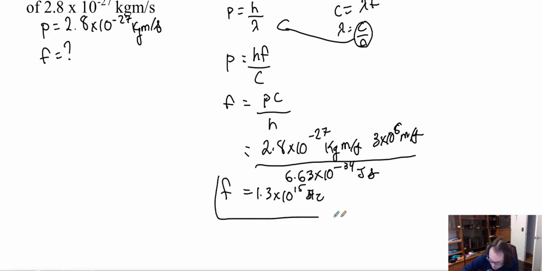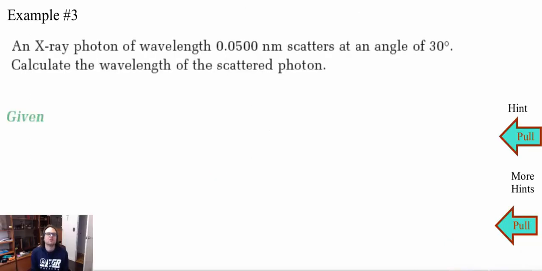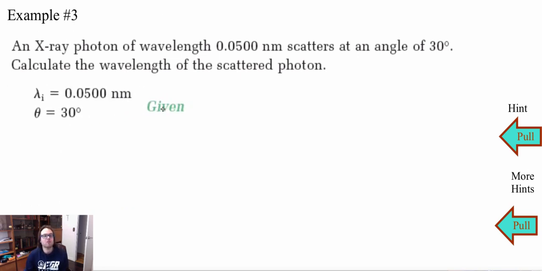And that is going to be the frequency of this. So in our second last class example here, we have an X-ray photon with a wavelength of 0.05 nanometers, scatters at an angle of 30 degrees. Calculate the wavelength of the scattered photon. So this is what's given. We are given my wavelength and the angle.